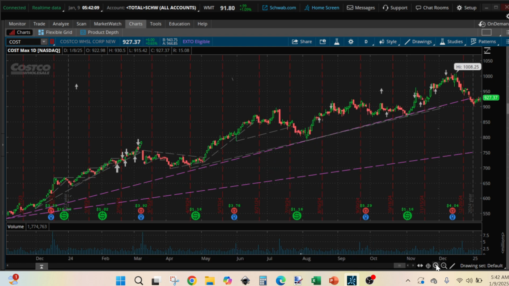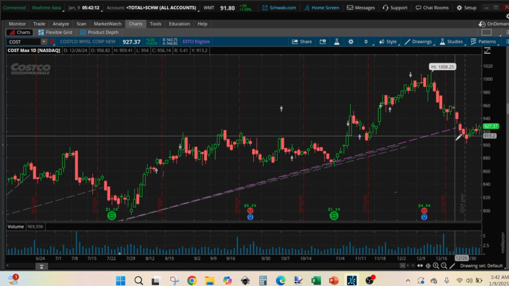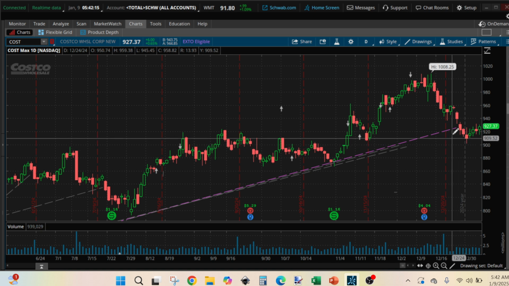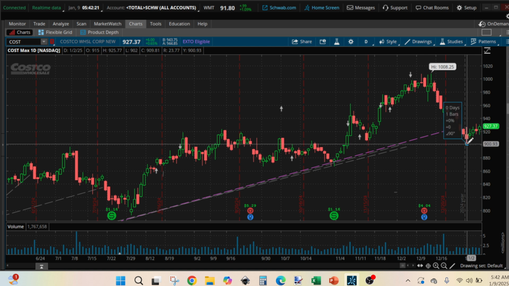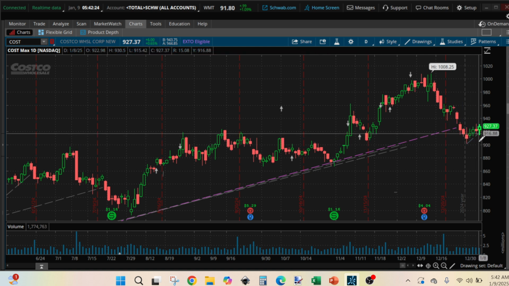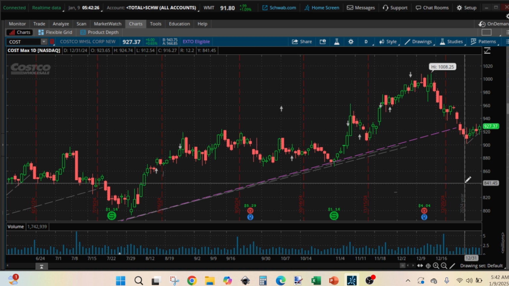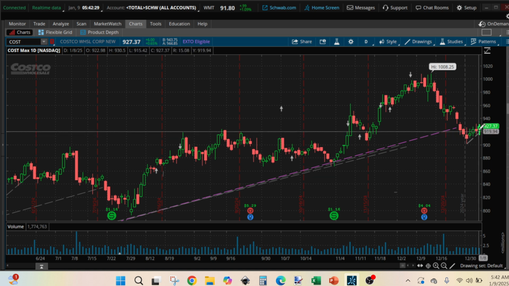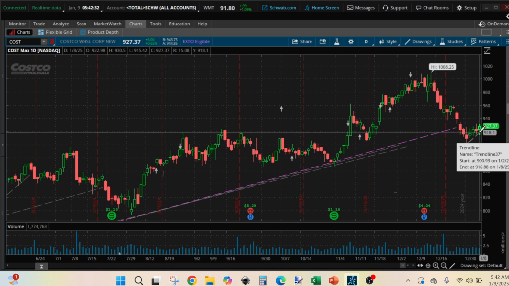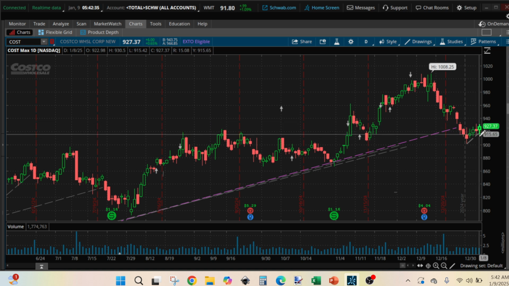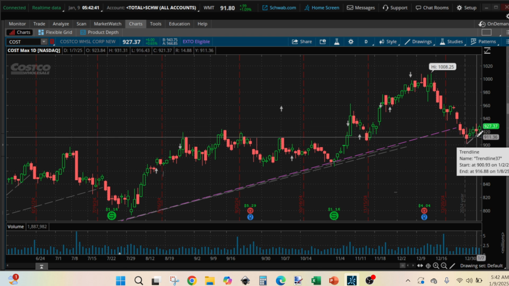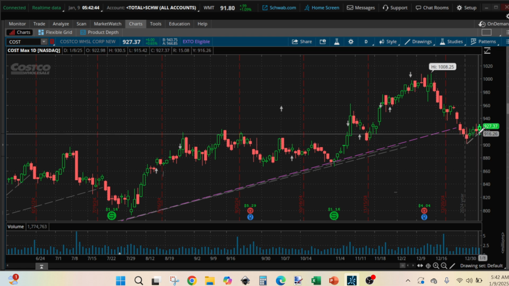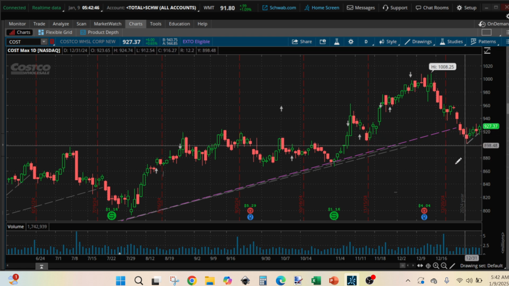So Costco, we like to buy at this trend line, and we are waiting for higher lows, and we do have that. Yesterday was a green bar, therefore we can compare this low where the pullback ended. Since we have a green bar here, we can compare that low to this low, and this low is higher than this, so we have an uptrend going on there.